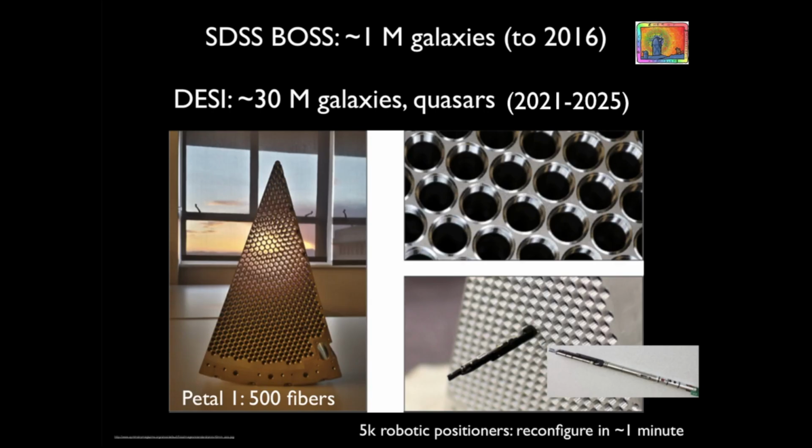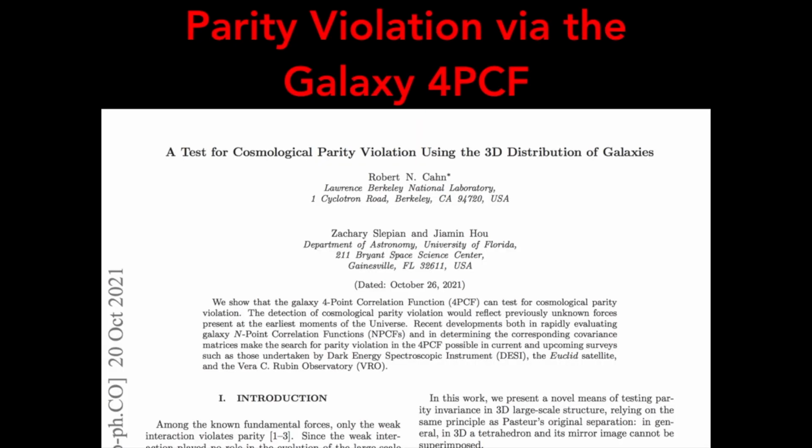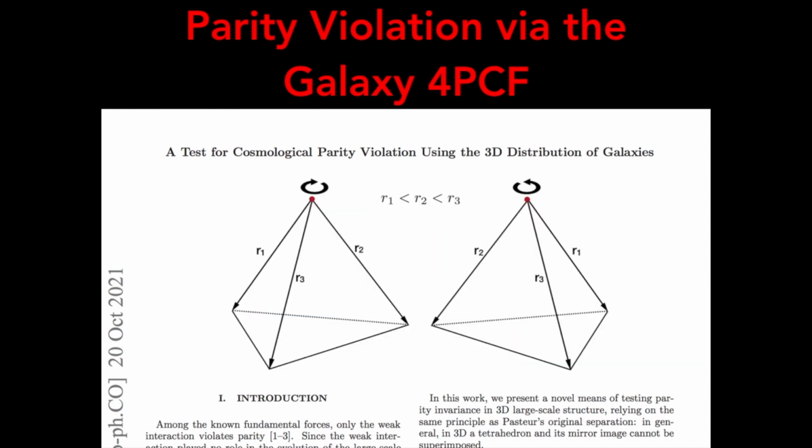So SDSS BOSS has gotten 1 million galaxies. DESI, the Dark Energy Spectroscopic Instrument, will get 30 million. What do we do with this wealth of data? Well, we can search for parity violation in the early universe via the galaxy 4-point function, an idea proposed by myself and my collaborators in October 2021. We can use an excess of tetrahedra over their mirror image to probe parity violation.